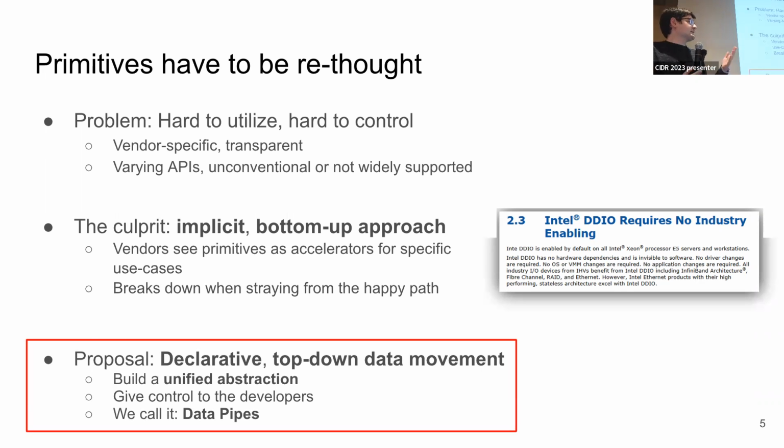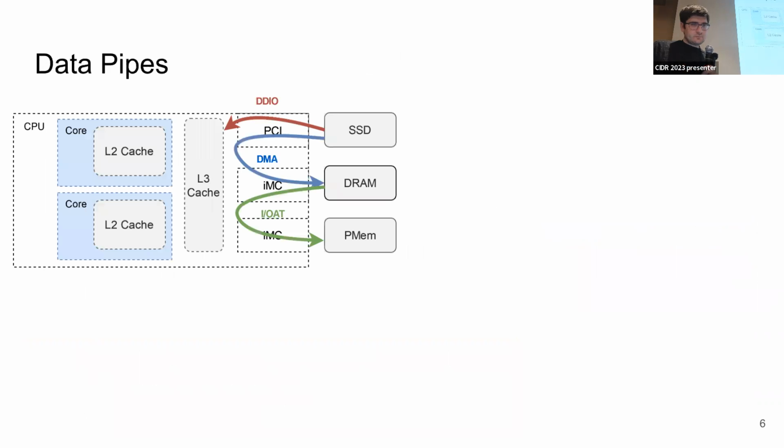This would be a declarative, top-down way of moving data. The idea is that we build a unified abstraction that gives control back to the developer on how to move data, and that is what we call data pipes.